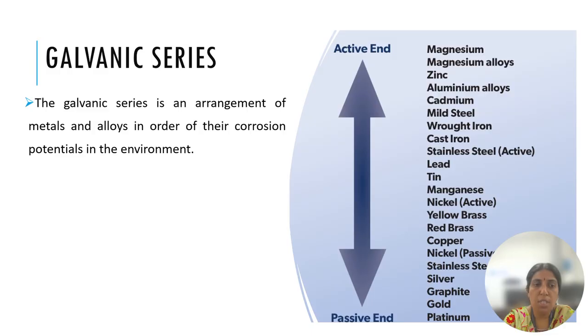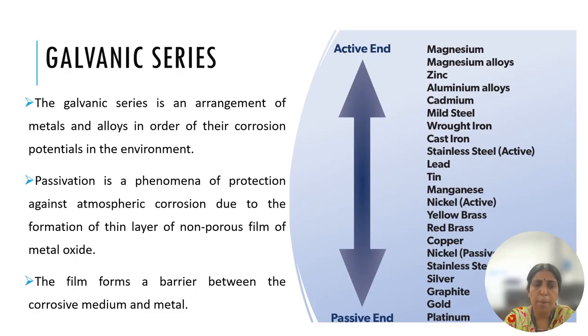We also have a series which has been listed in the literature called the galvanic series, which segregates the metals and alloys based on the order of the corrosion potentials in the environment. As you can see, there are two ends. One is the active end, the other one is the passive end. The passive end has all noble metals, which are more stable and not prone to oxidation and corrosion. But active ends like magnesium, zinc, aluminium are all highly prone to corrosion, and we need a passivation phenomenon to protect these materials, or to use these materials in a real-time atmosphere. We should protect them from corrosion and use them.